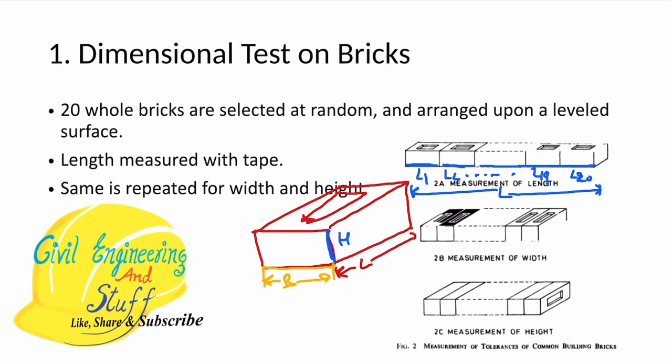Likewise, if we want to assess the width of the brick, then the bricks will be arranged along the width. This is B1, B2. Likewise, we'll have B19, B20. For the height, we will arrange along the height of the brick. This will be H19 and this is H20, and then the cumulative height of the brick will be measured, right? So this is how we are going to measure the dimensions of the brick.